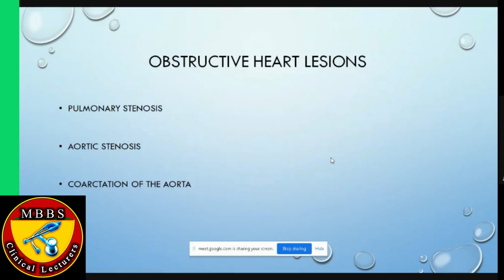Then we come to the obstructive type of heart lesions. Among the obstructive type of heart lesions, we have studied that there is aortic stenosis or pulmonary stenosis, or there is coarctation of the aorta, which also leads to obstructive heart lesions.